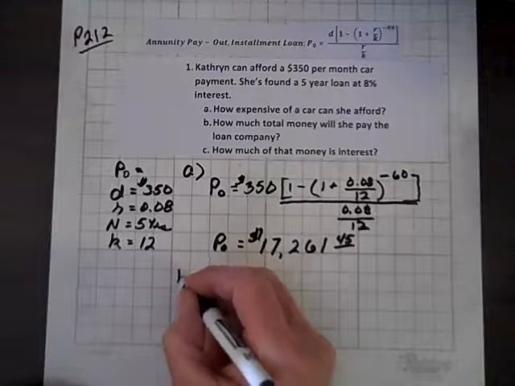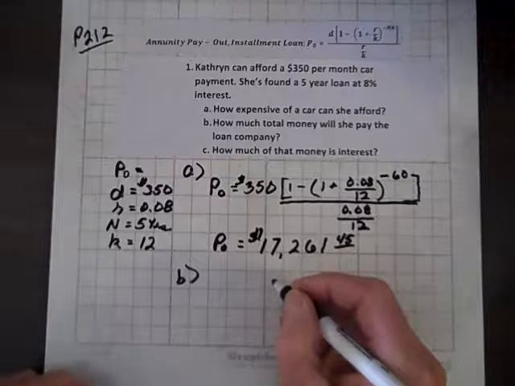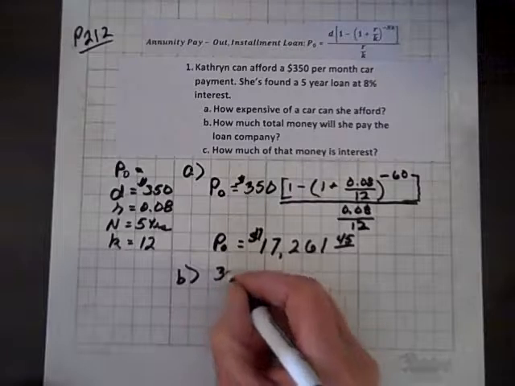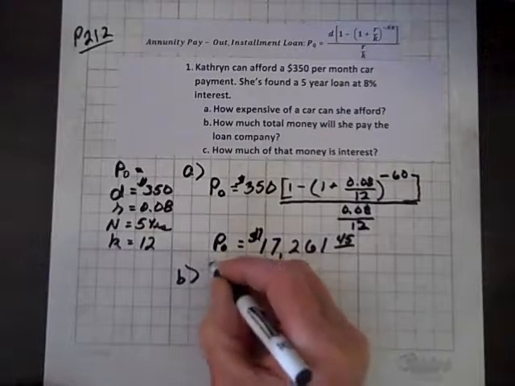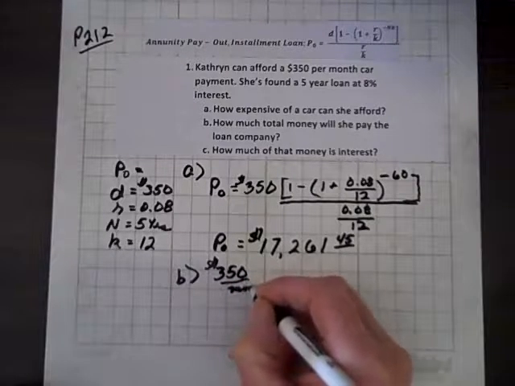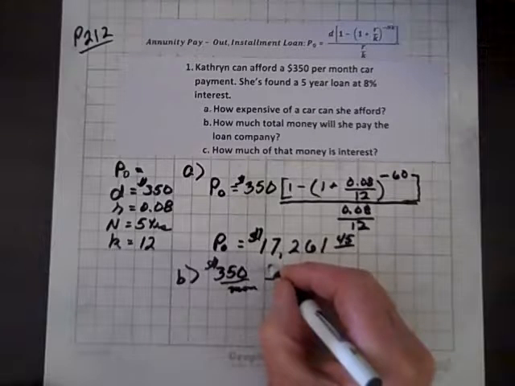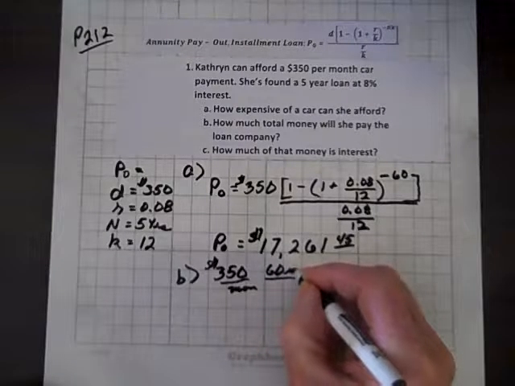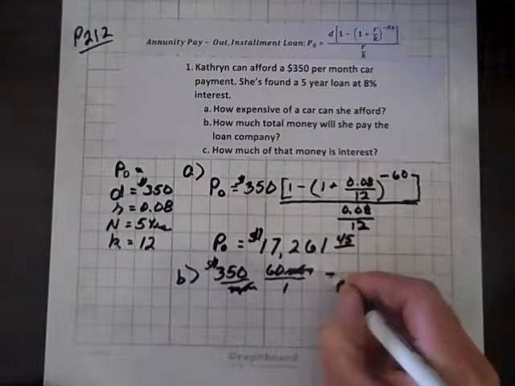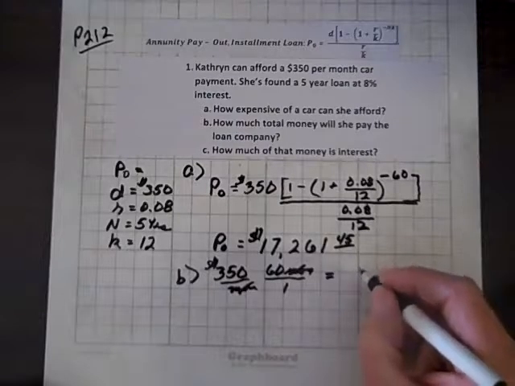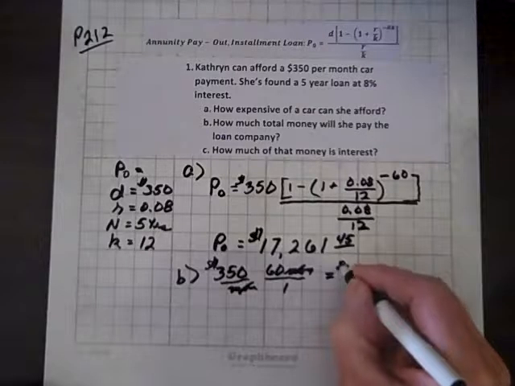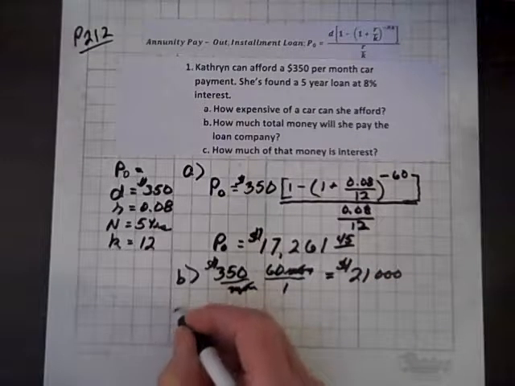Then the next question, B, says, how much total money will she pay the company? Well, she's going to pay $350 per month for 60 months, 12 times 5, and the months divide out, and we get $21,000. So she's going to pay a total of $21,000 to the lending institution.